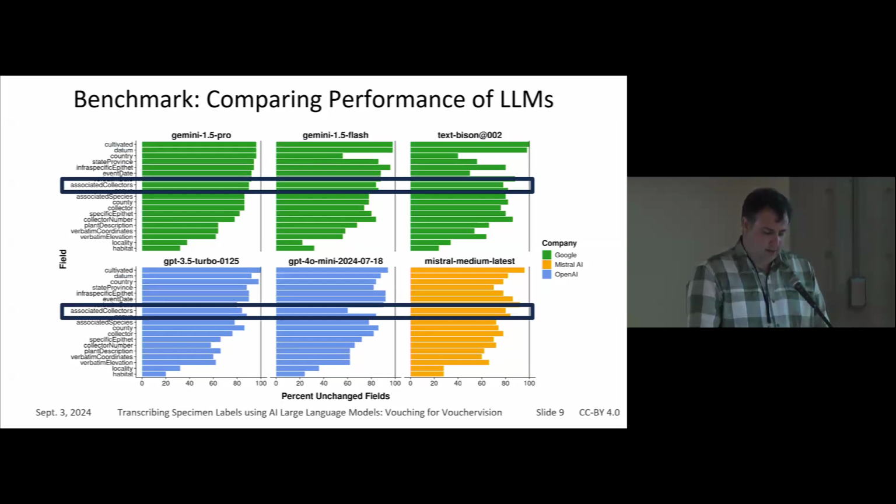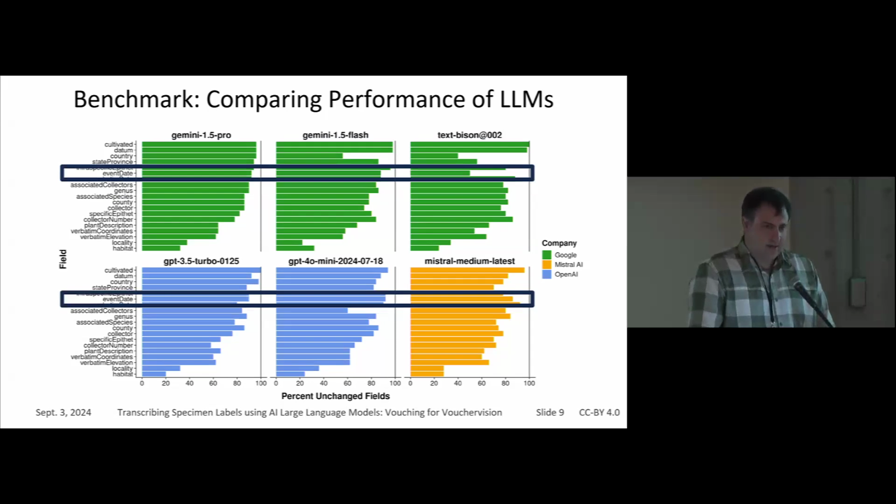Associated collectors is kind of an interesting issue in that here it's keying in to other person names in the label text, particularly from annotation labels. And so annotation labels really confuse the model. As VoucherVision is written, there's no spatial awareness of what kind of label this stuff came from. And so it just thinks that those are associated collectors. And event date is kind of a similar problem. It's taking dates from annotation labels, or it's having trouble formatting the date into the format that we asked, year, month, day.